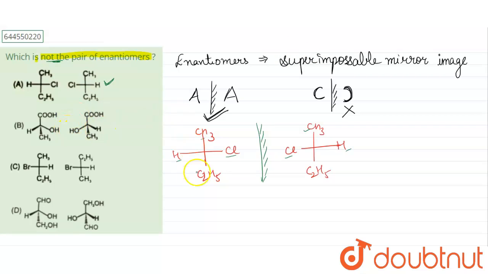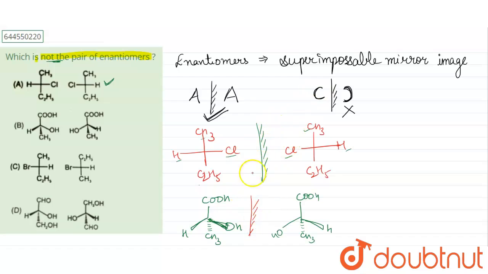Coming to the next, part B, we have COOH. This one is hydrogen, and here comes CH3. Sorry, this is in the plane. This is OH, and the next molecule has COOH, CH3 on this side, OH on this side, and H on this side. Again doing the same thing, we put a mirror between these two. OH resonates OH, yes. H is far. CH3 here, COOH here, COOH here. So this is also an enantiomer, so this is also not a correct option.